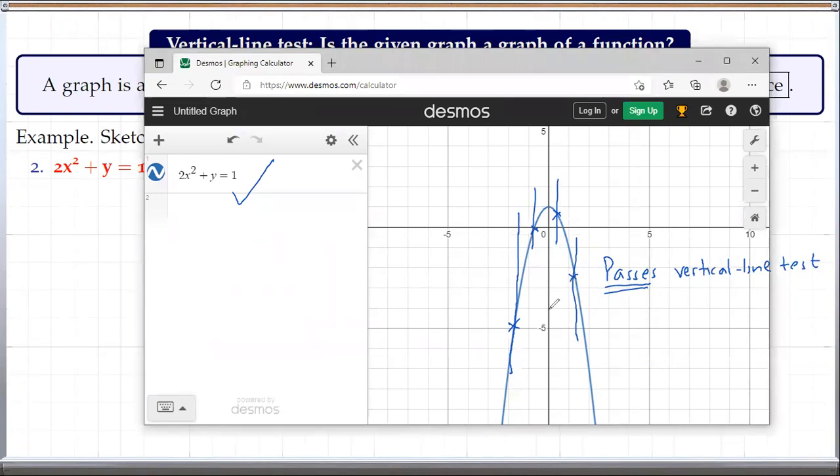Basically, if a graph is given, then we can just apply the vertical line test right away to decide if the graph represents a function. If an equation is given to decide if y is a function of x, we can draw the graph for the given equation and then apply the vertical line test.